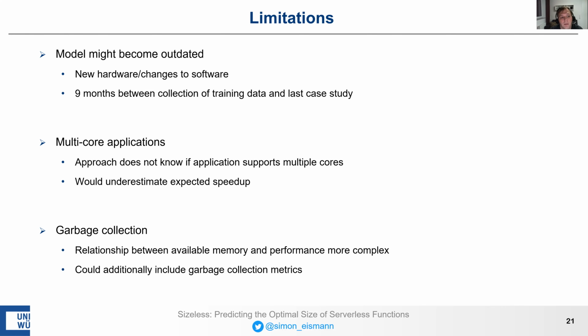Next, our approach doesn't really support multi-core applications at the moment, because the model does not know if the application supports multiple cores, and it would therefore underestimate the expected speed up if it does. Finally, garbage collection. With garbage collection, the relationship between the available memory and the performance impact becomes more complex. We could combat this maybe by also including garbage collection metrics in our model.